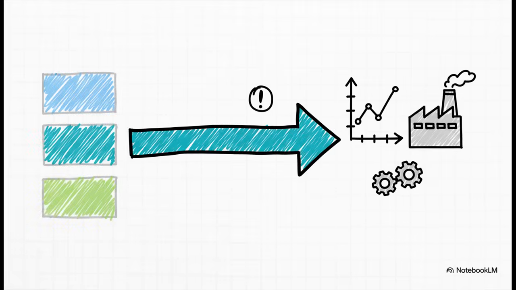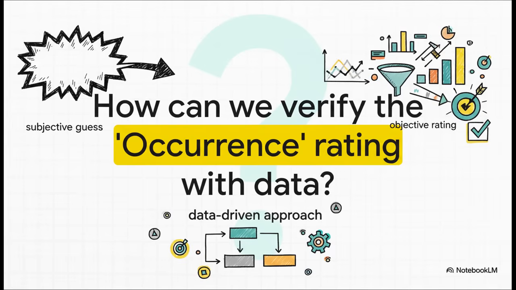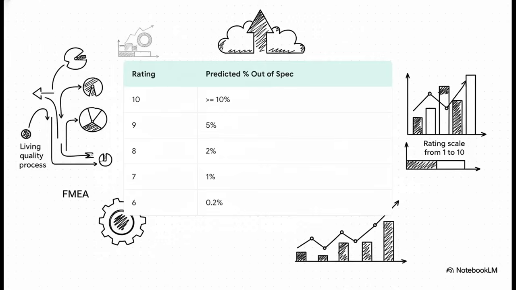Now that feedback loop is awesome for finding new failures. But what about making our risk assessment for the failures we already know about way more accurate? We can use live data, specifically from Statistical Process Control, or SPC, to verify the occurrence rating, the O in our risk analysis, with cold, hard numbers from the floor. So, how do we stop just guessing at how often a failure might happen? How do we move from a subjective gut feeling to a real data-driven rating that we can actually stand behind? We use the industry standard AIAG table. This is basically a cheat sheet that directly connects the percentage of parts predicted to be out of spec with a specific occurrence rating from 1 to 10.